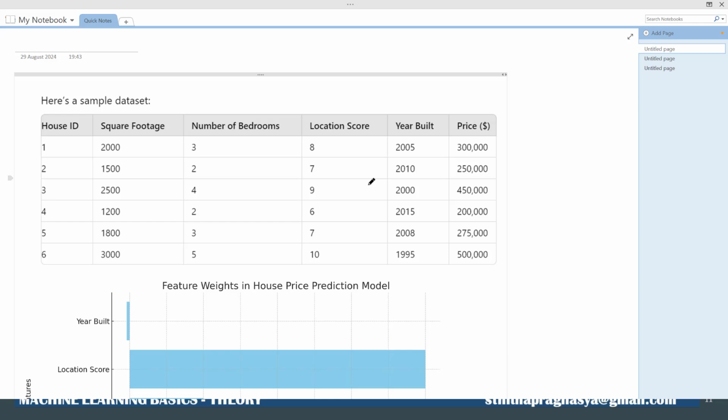Now, what will you do? Let's understand the problem again. What are we doing here? We are predicting the selling price of a house based on its features. This is a regression problem because the target variable is continuous, which is the house price. It is going to be continuous.